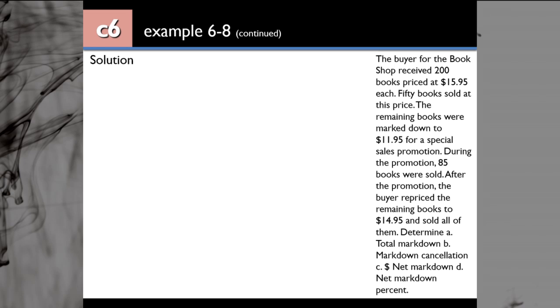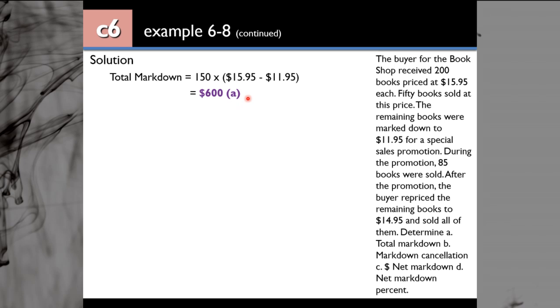So you have to think about how many items had this markdown. Let me highlight this. From this question, it says 200 books and 50 books were sold, so remaining 150, 200 minus 50, had these markdowns. So that is 150 multiplied with your original price minus your new price. That's gonna be the dollar markdown for each book. So you get $4 markdown for each book, and the total dollar markdown for these 150 items will be $600.